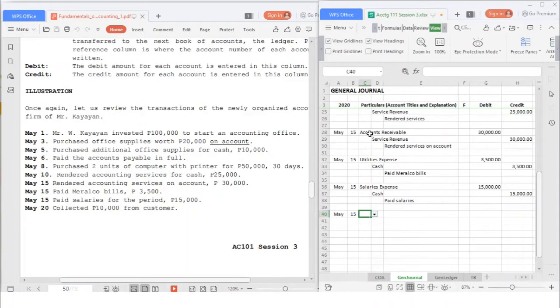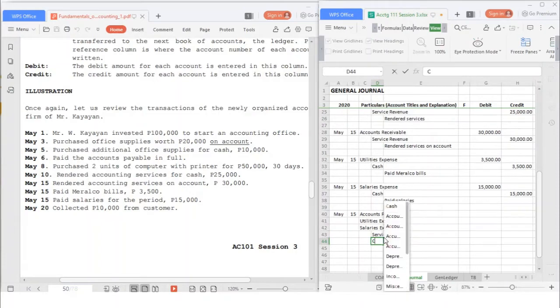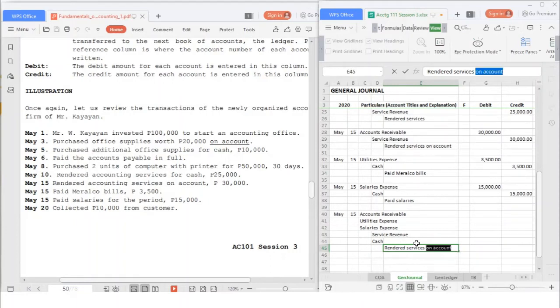So, a compound entry is where you combine the debits and combine the credits. In this case, on the debit side is accounts receivable. What else? Your utilities and your salaries. Now, your credit side is your service revenue and your cash. As to your explanation, you can combine them too. Rendered services on account, paid Meralco bills, and paid salaries.